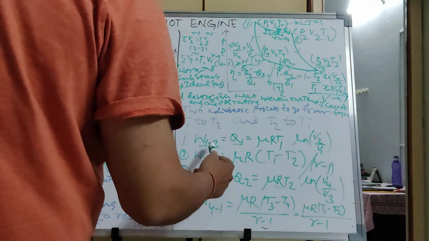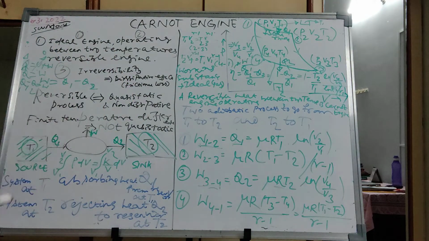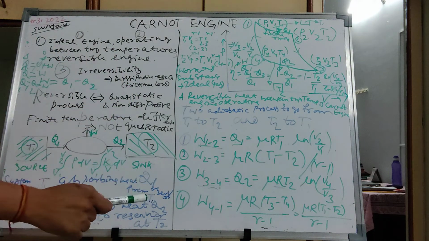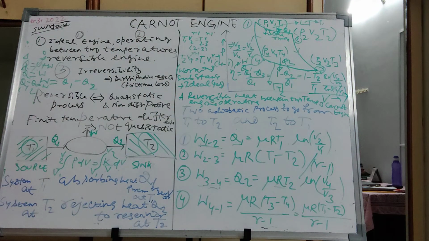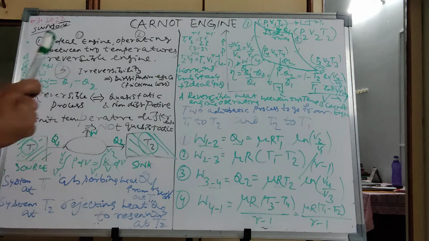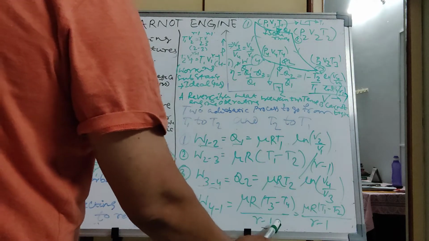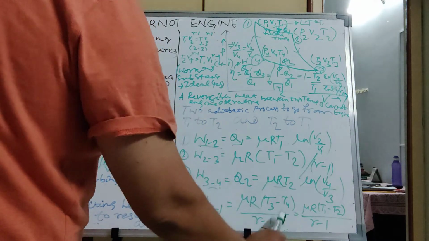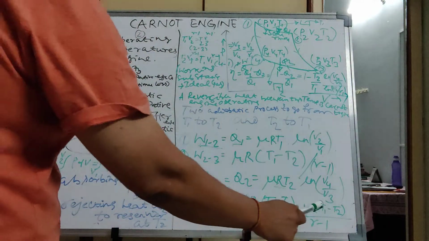And in the adiabatic processes, 2 to 3 and 4 to 1, the work done we have already derived is something similar to nu R (T1 minus T2) by gamma minus 1. That you should remember, you should know how to derive. You should be able to derive that. Okay. Similarly, W4 to 1 is nu R (T3 minus T4) by gamma minus 1, a similar expression, because T3 is equal to T1.